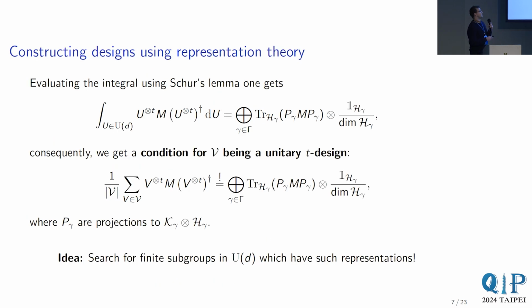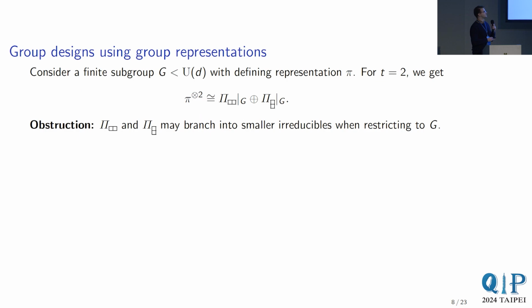And if we evaluate, using this knowledge, the integral in the definition of the design, we will get an operator on the right-hand side here. And that means that we can rewrite our condition for being a unitary T-design to have this finite sum be equal to this operator here. And the idea is that we have to search for finite subgroups in the unitary group which have such representations.